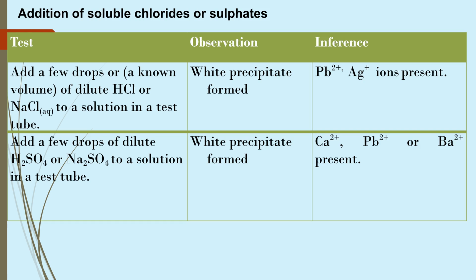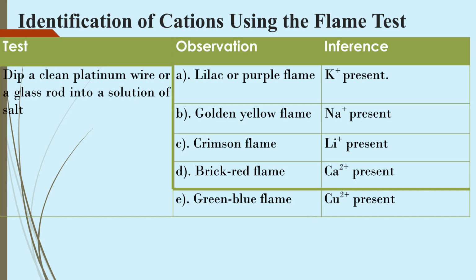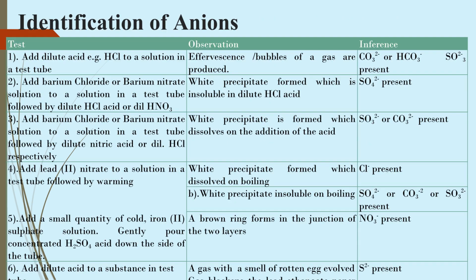A white precipitate with dilute hydrochloric acid or sodium chloride indicates Pb2+ or Ag+ ions. With dilute sulfuric acid or sodium sulfate, it suggests Ca2+, Pb2+, or Ba2+. The flame test identifies cations based on the color produced. Lilac or purple flame means K+, golden yellow is Na+, crimson is Li+, brick red is Ca2+, and green-blue is Cu2+.